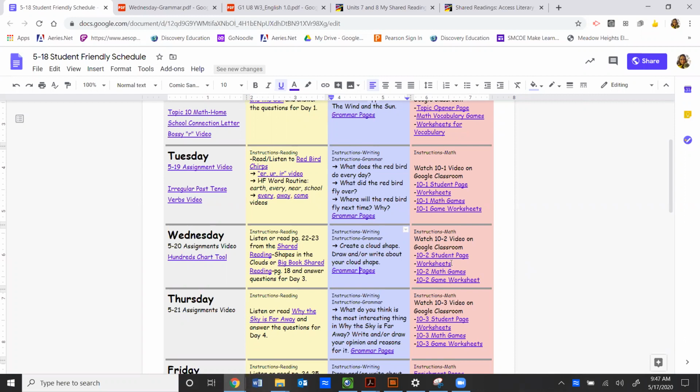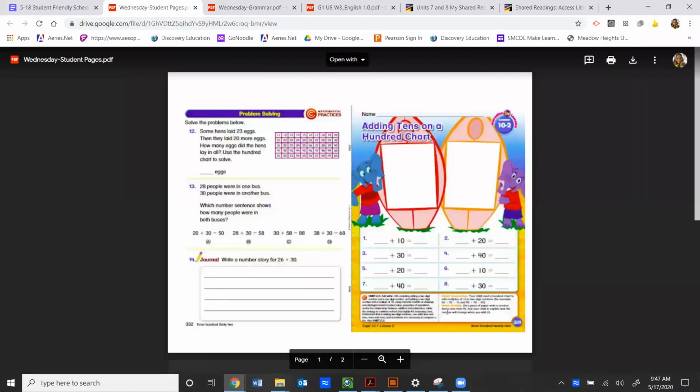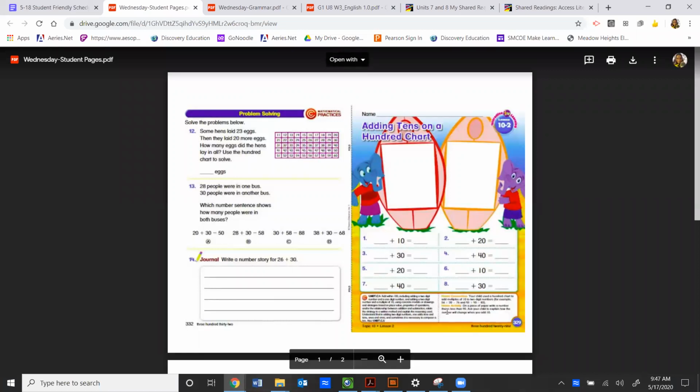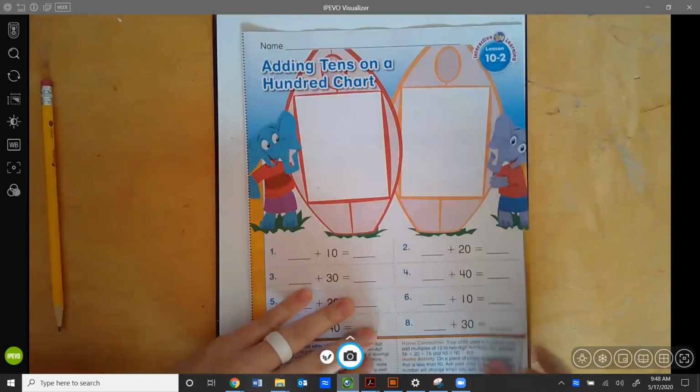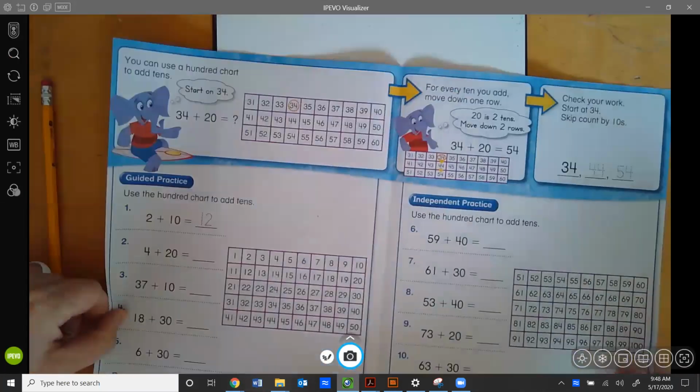So I'm just going to click on one of these right now, the 10-2 student page, but then we're going to go back to the camera and we're going to take a look at it that way. So here is the colorful page that you would have gotten in class. So let's go back to our camera and let's talk about that. So here we go. What you're learning today is adding tens on a hundreds chart. So in the video, it's going to talk to you about what is on the inside here.